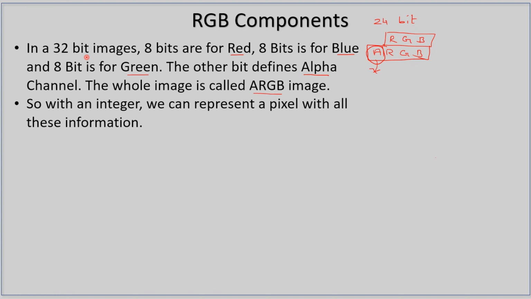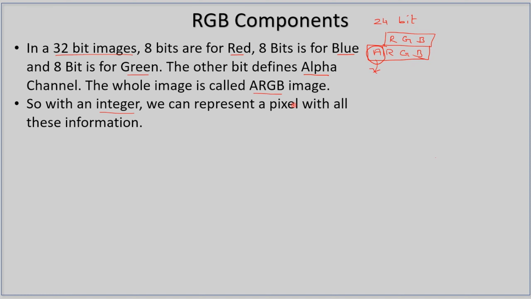Alright, so a 32-bit image contains 4 components: red, green, blue and alpha component. With an integer, we know that an integer is 4 bytes. That means 32 bits. A byte is 8 bits, right? So since a byte is 8 bits, a 32-bit integer means it's 4-byte data.